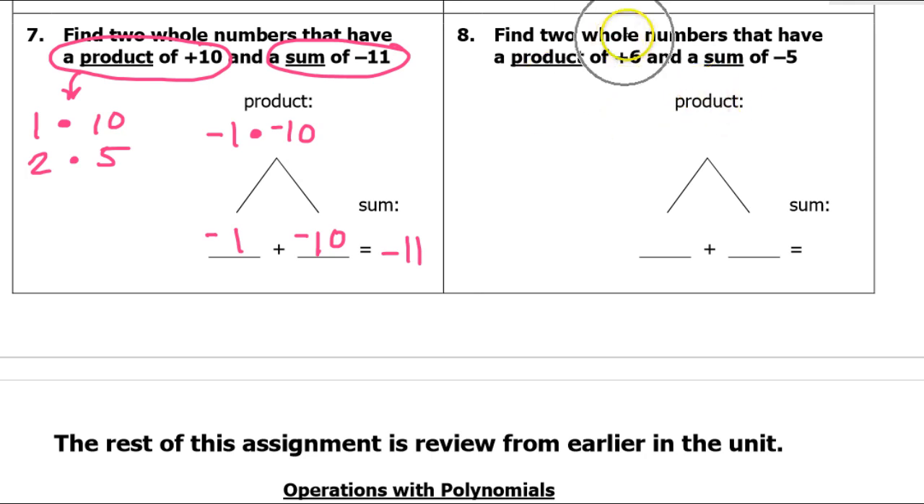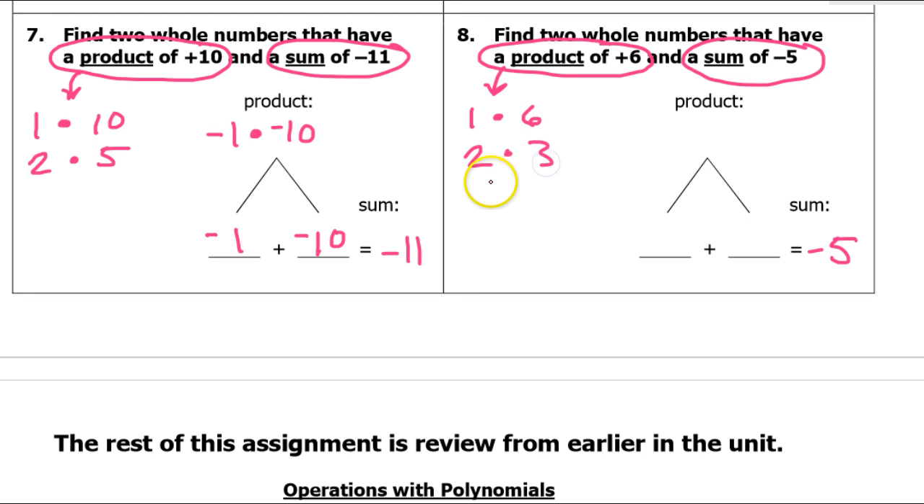Product sum. This time we want a product of positive 6 and a sum of negative 5. So let's start with the sum of negative 5. Now let's play around with the product of 6. So 6 is either going to be 1 times 6 or it will be 2 times 3. Those are the only whole numbers that will give me 6. Which one of these pairs can lead to a negative 5? Okay, well this is really a special case because both of these can lead to a negative 5 if I pick the signs right. So we need to think this through.